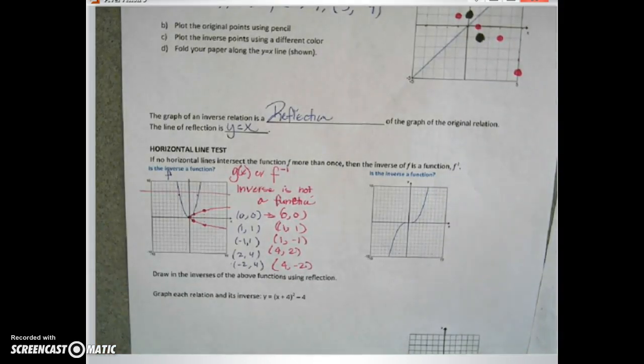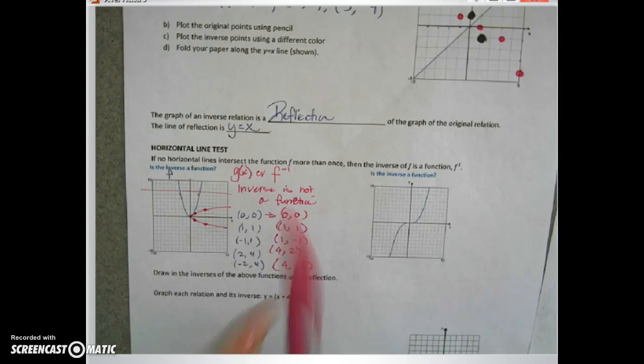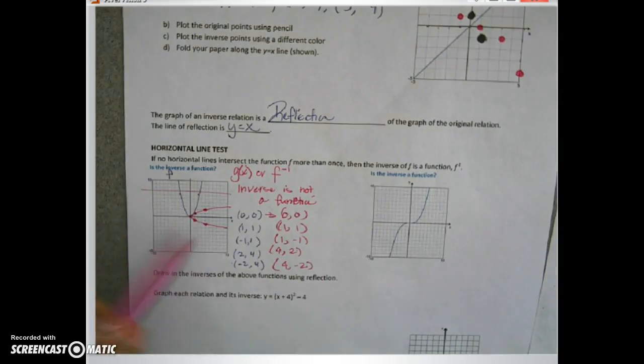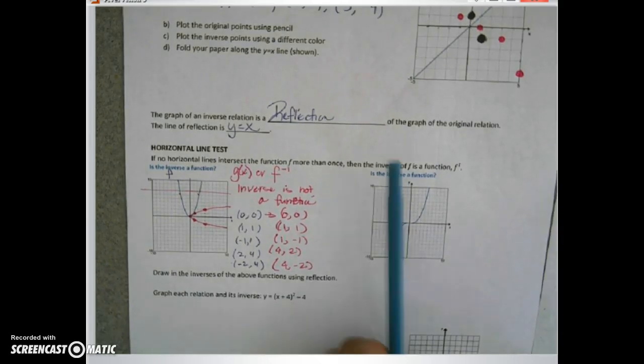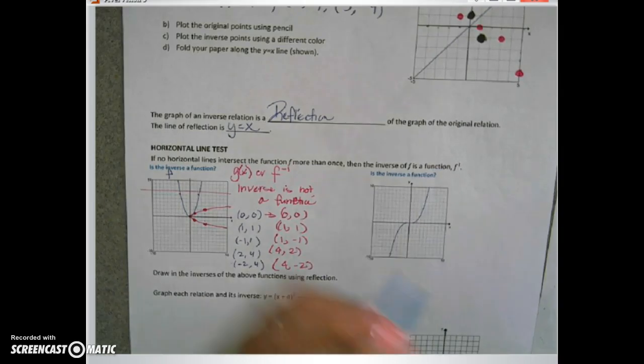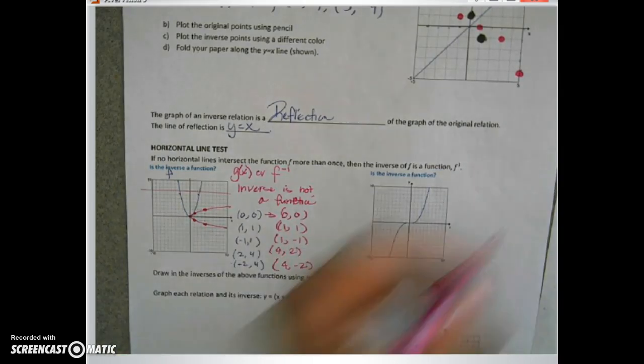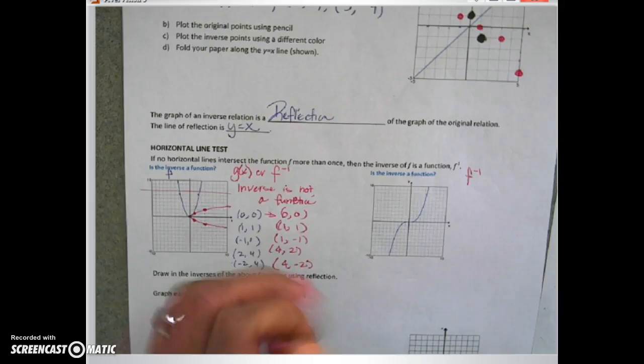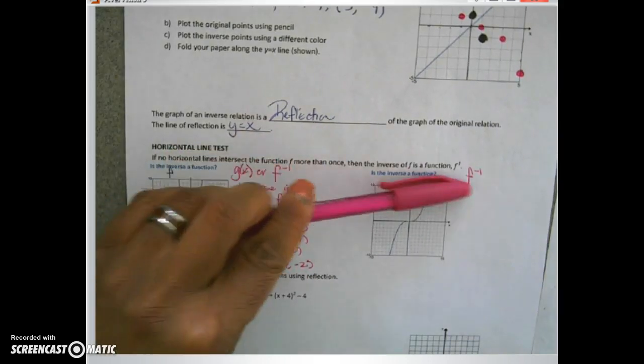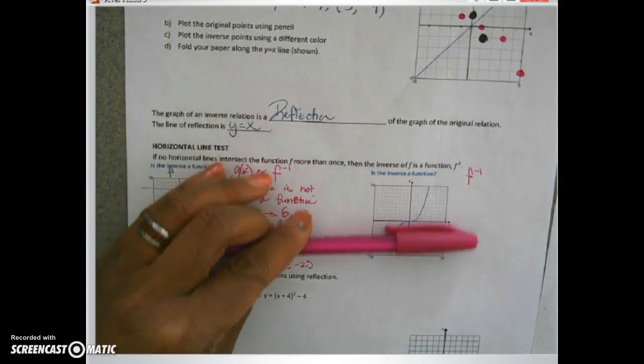Now, does it pass the vertical line test? No, but we knew that from the other function. But if you needed to, this is how you would get the inverse. Okay, try this one. First of all, does it pass the vertical line test? So far, yes. But would its inverse, f inverse, pass? No.